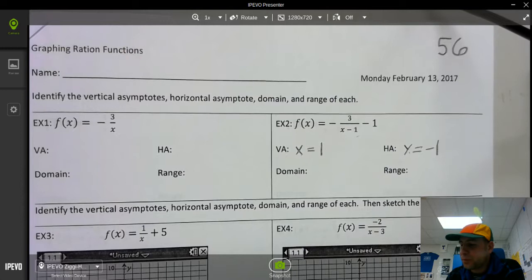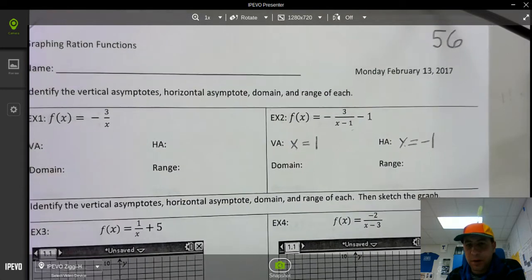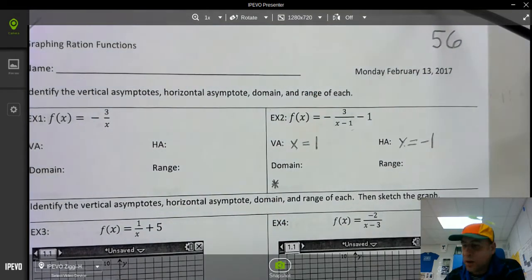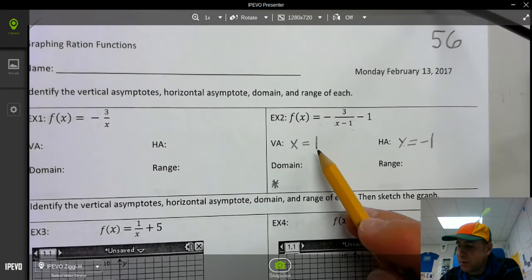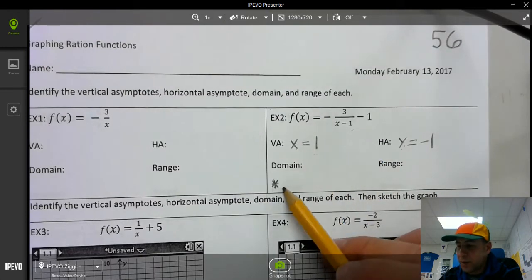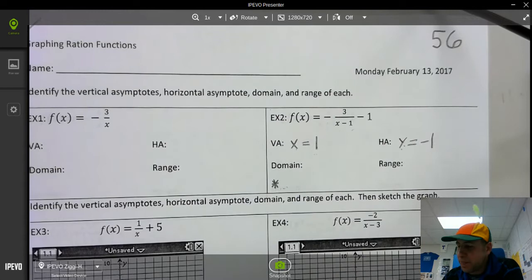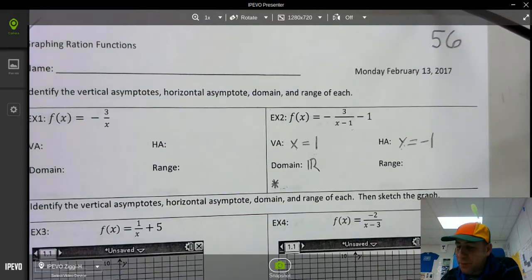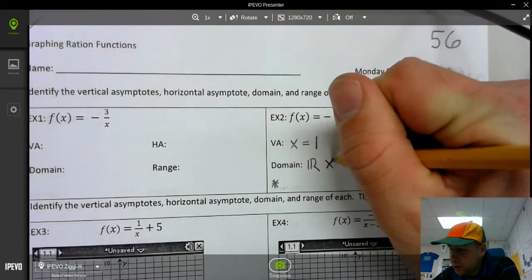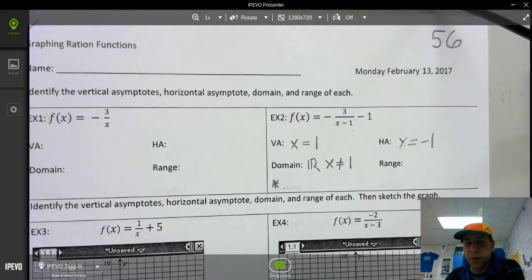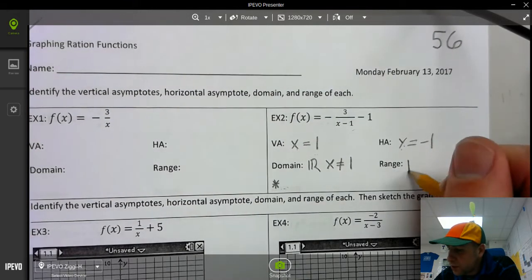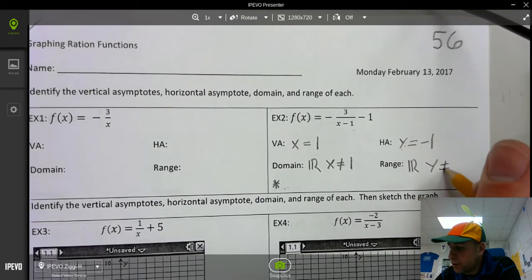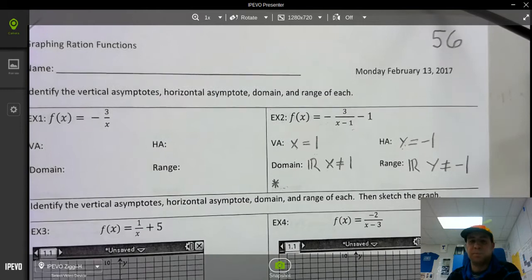All right. Now, I want you to think about, and I actually want you to write here, why the 3 and the negative don't affect the vertical asymptote or the horizontal asymptote, and then let me know in class on Monday what you came up with, okay? Now, we know in a rational function that the domain is all real numbers except for the asymptote, which in this case is x equals 1. So it's all real numbers except x equals 1. And we know the range is all real numbers except for the horizontal asymptote, which in this case is y equals negative 1. So y does not equal negative 1.